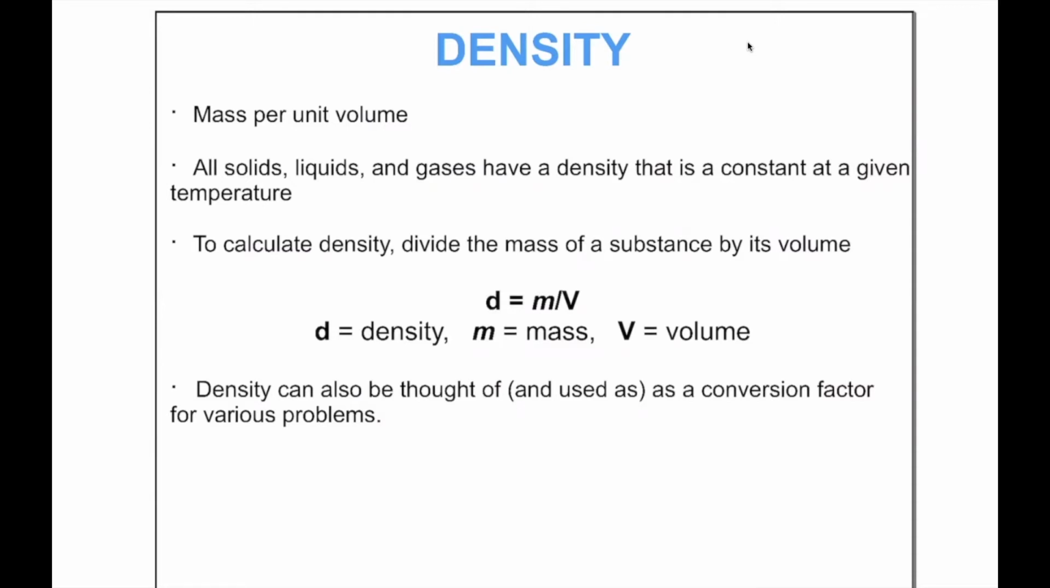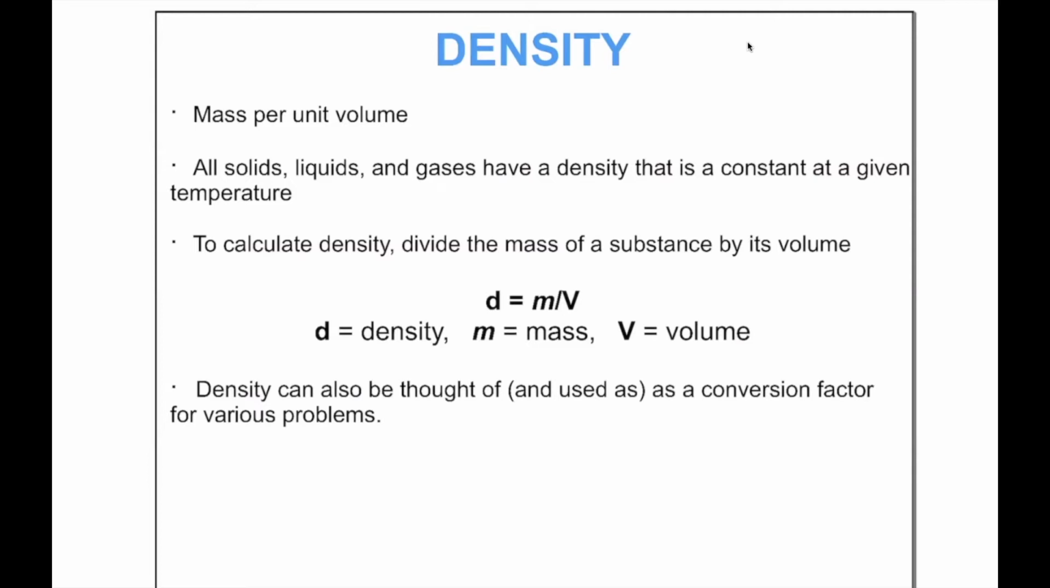If we think about a rock versus a feather, a rock has much more density than a feather. We also could talk about oil and water, and oil floats on water, so it has a lower density than water. So the definition of density is mass per unit volume. All solids, liquids, and gases have a density.